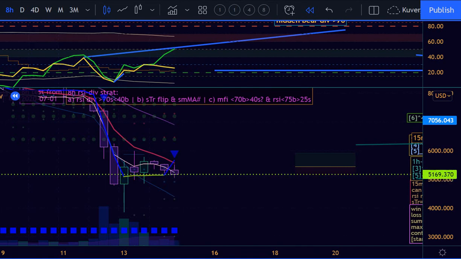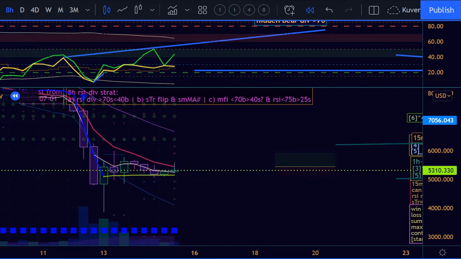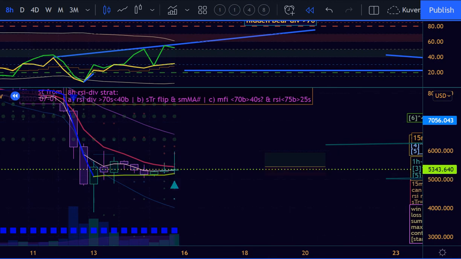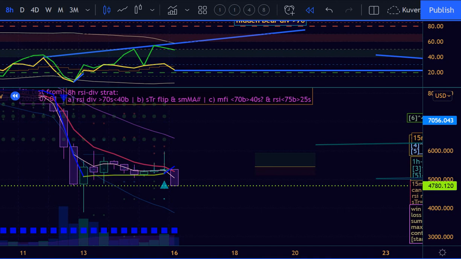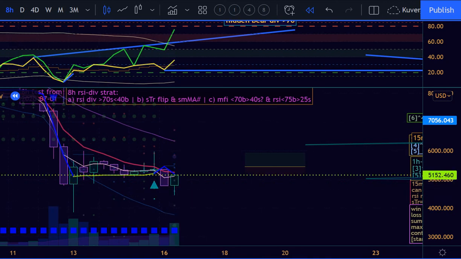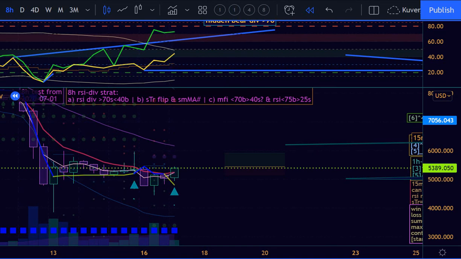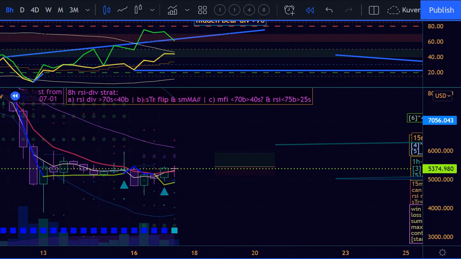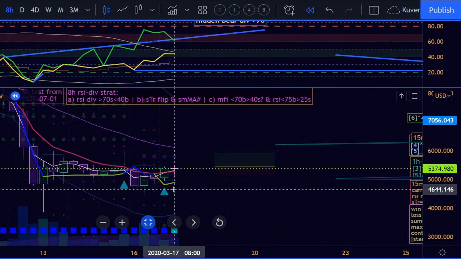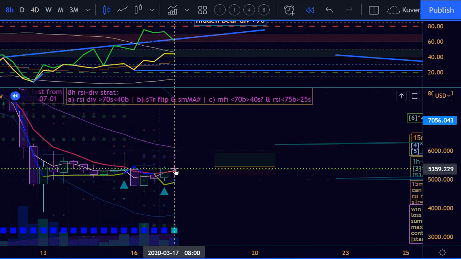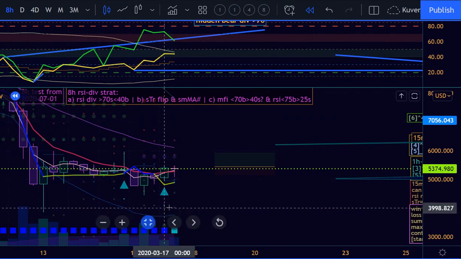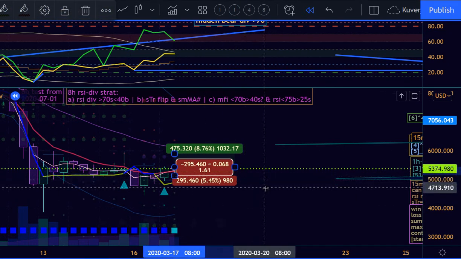Where is the super trend, by the way? Super trend is already crossed, but the moving averages haven't crossed yet. Okay. Here is the cross, and the money flow index is good, RSI is good, so we can take a long position here. Okay, let's see what happens.